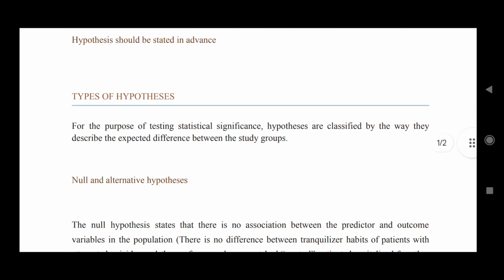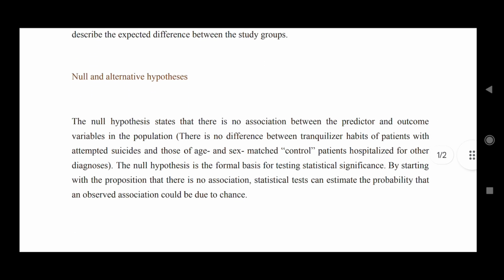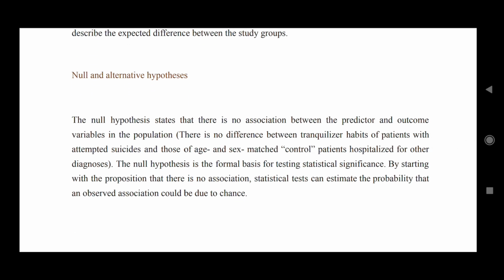So, various types of hypothesis. For the purpose of testing statistical significance, hypotheses are classified by the way they describe the expected differences between the study groups: null and alternative hypothesis. The null hypothesis states that there is no association between the predictor and outcome variables in the population. For example, there is no difference between tranquilizer habits of patients with attempted suicide and those of age and sex matched control patients hospitalized for other diagnoses.